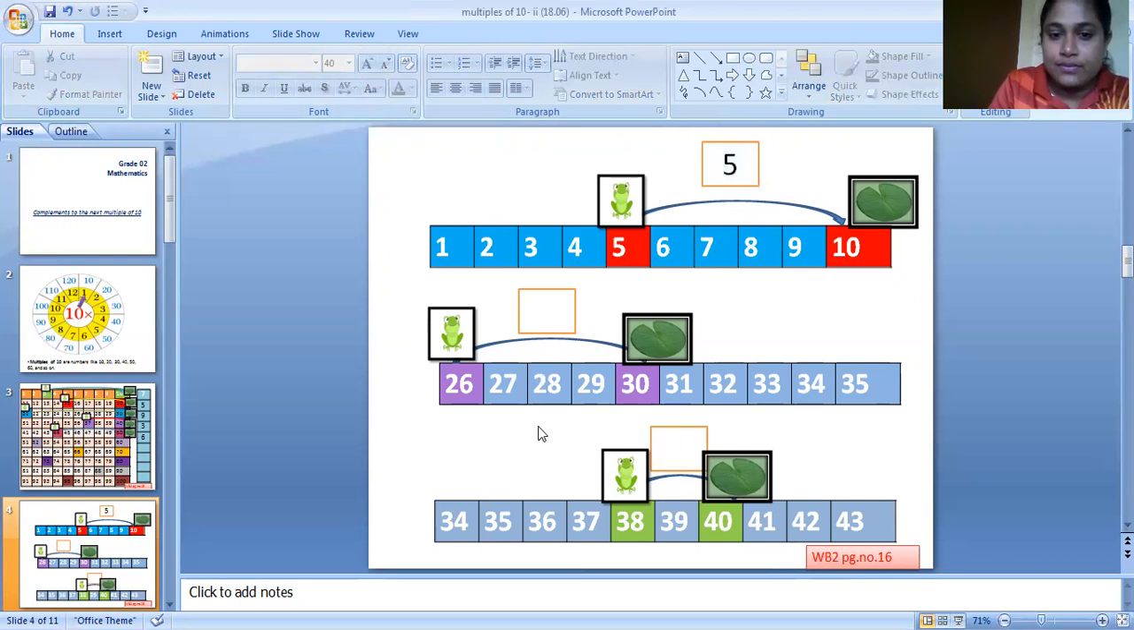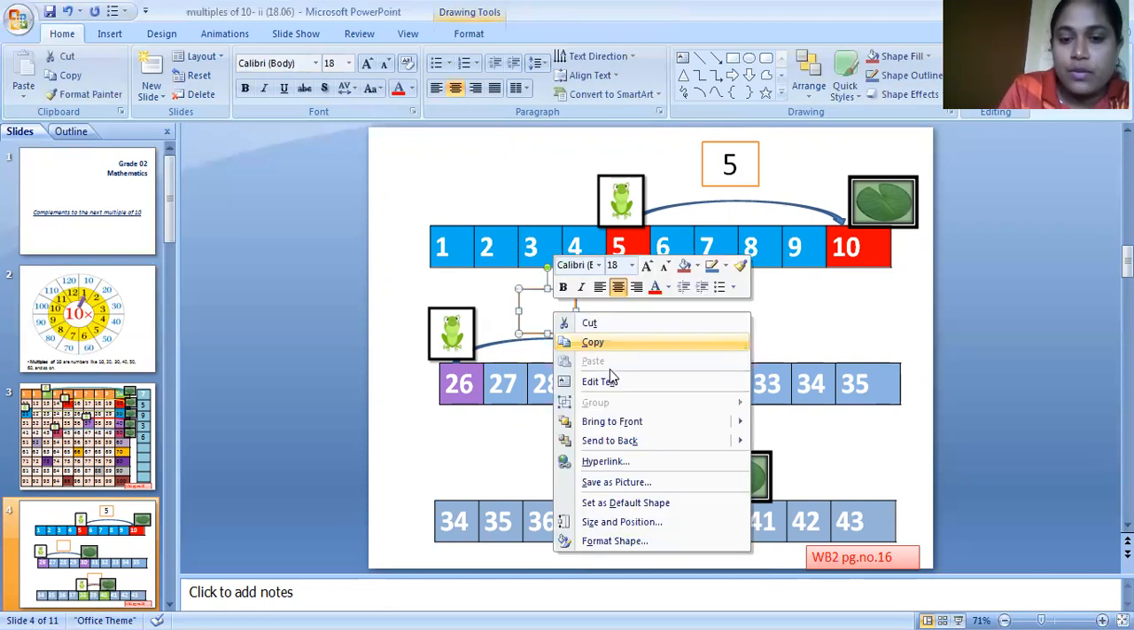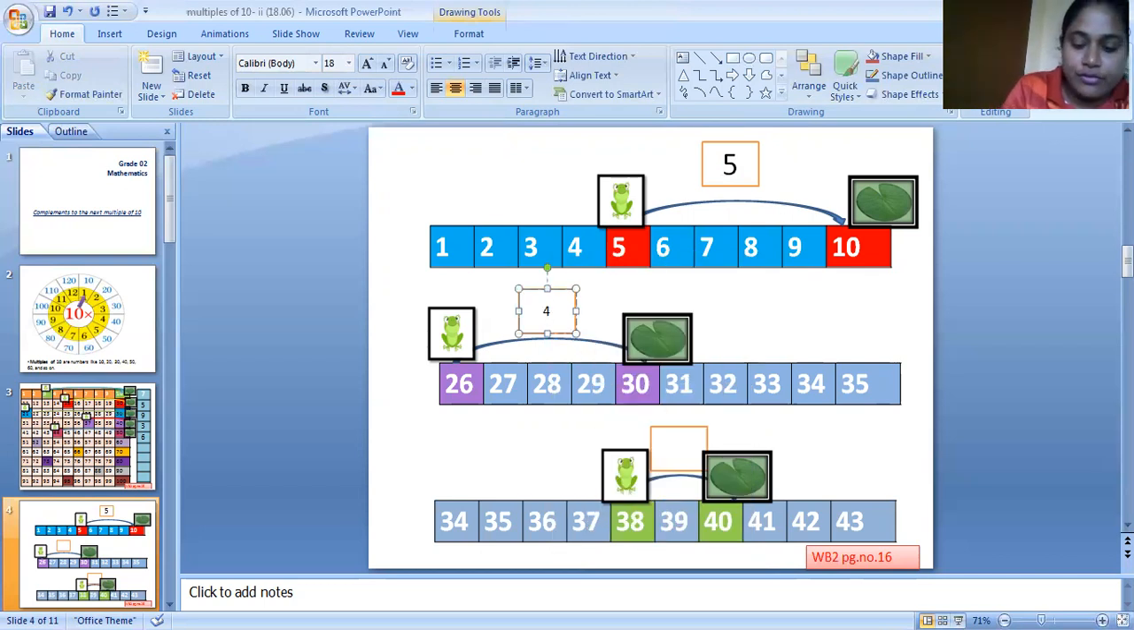Okay, the next one. The frog is on number 26 and the lily pad is on number 30. Let's find how many hops this frog does to find its lily pad, which is on the nearest complement of 10, which is 30. So he should do 1, 2, 3, 4 hops. So we can write 4 on the given blank.